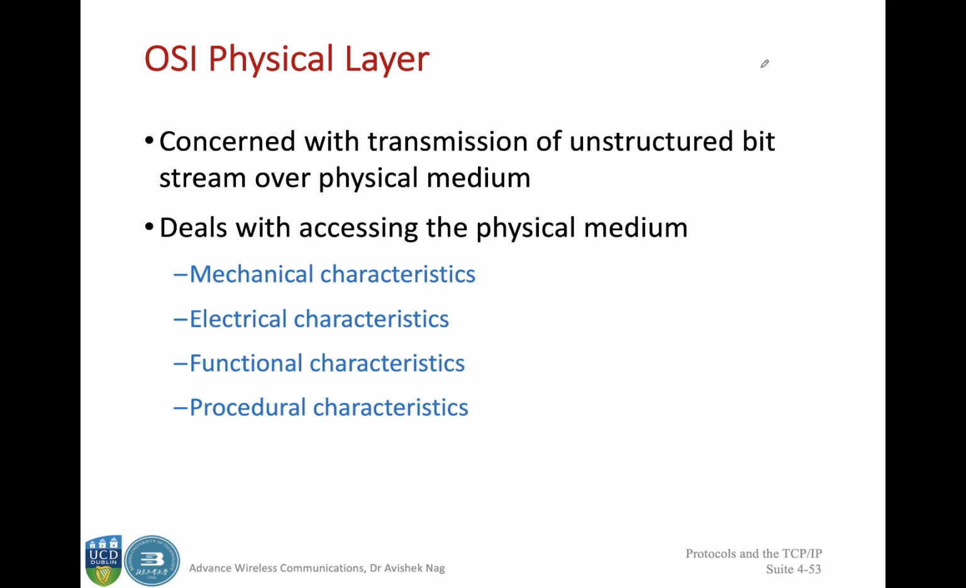And then finally the physical layer. So this is again similar to the TCP/IP scenario. This is concerned with the physical transmission of the bits over the physical medium, and it deals with accessing the physical medium as well.